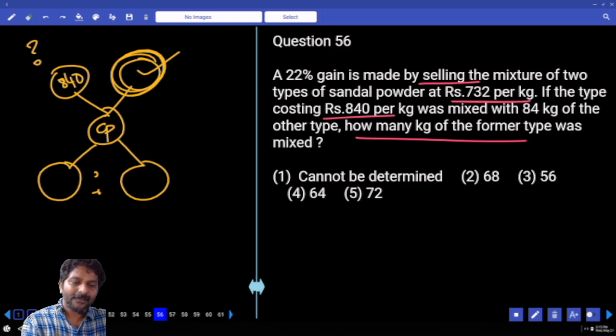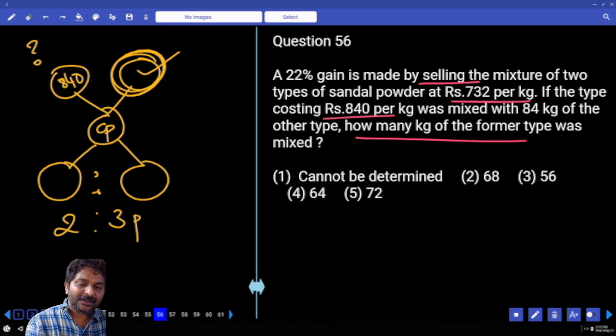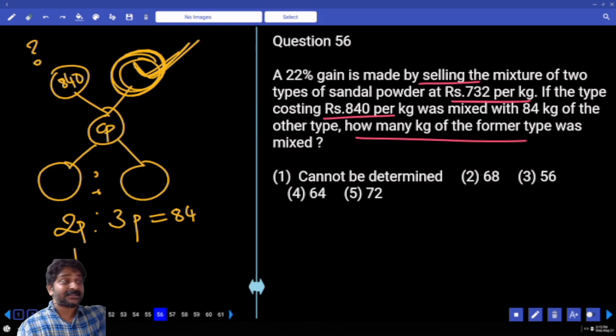For example, if you got it as 2:5, or maybe 2:3, 3 parts, you know that this is equal to 84 kgs, and with that we can calculate how much is 2 parts value. We will get that once we have the cost price of the second variety. That is not there. So answer cannot be determined.